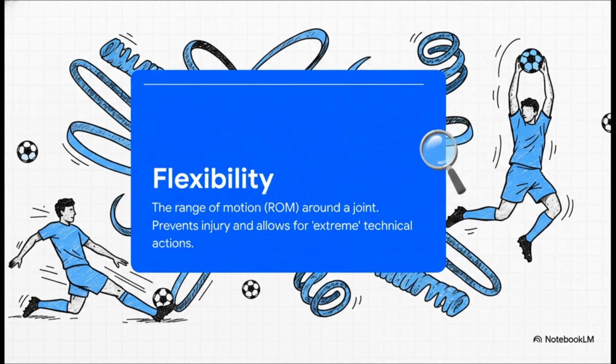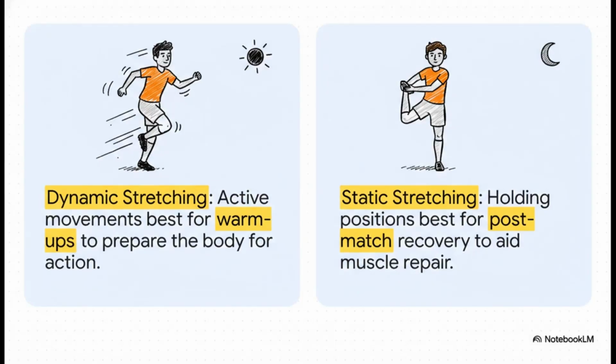Good flexibility is what lets a player pull off those extreme moves, that desperate last-ditch slide tackle, or stretching to bring down a high ball with style. That's flexibility in action. And here's something super important. Not all stretching is created equal. There's a huge difference. Dynamic stretching, the active movements, leg swings, that's for your warm-up. It gets the body ready to go. Static stretching, where you hold a pose, that's for after the game. It helps with recovery. Using the right type at the right time is absolutely crucial.